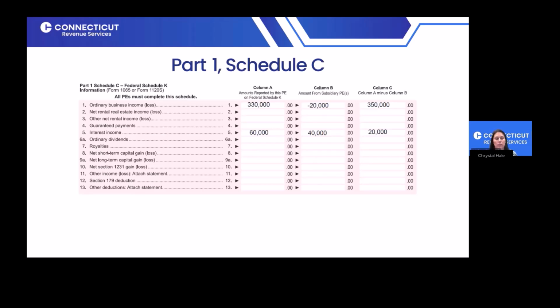$40,000. Very similar to Part 3 Schedule A again, we're going to take column A minus column B. These are the federal amounts from our own operations, and that is what we will end up apportioning when determining our Connecticut source income.